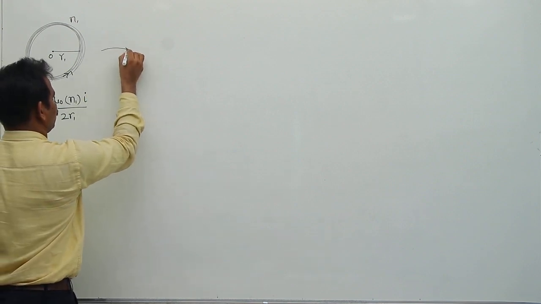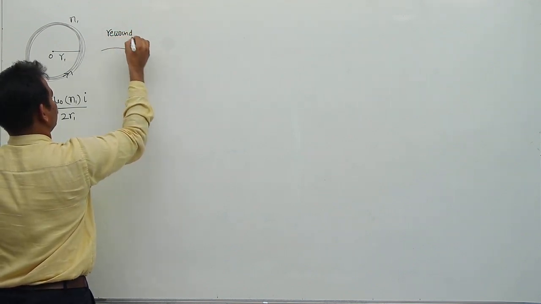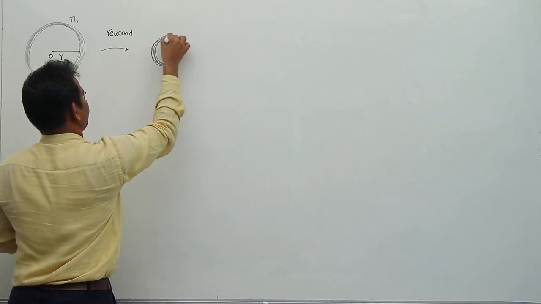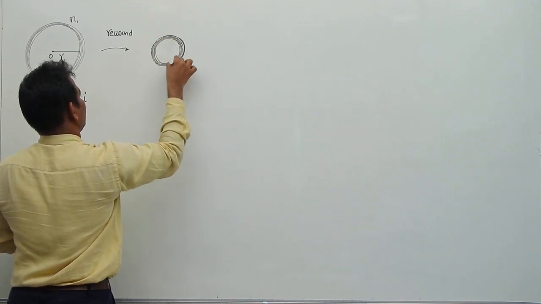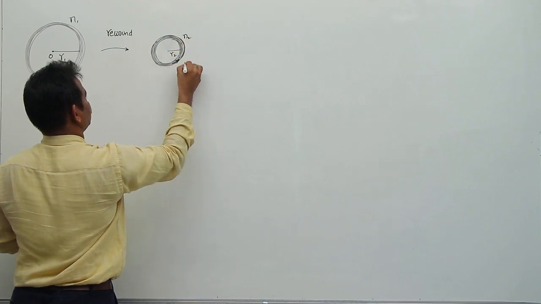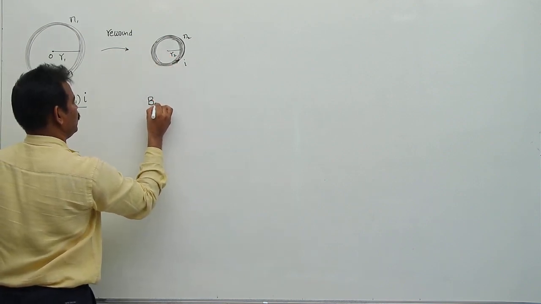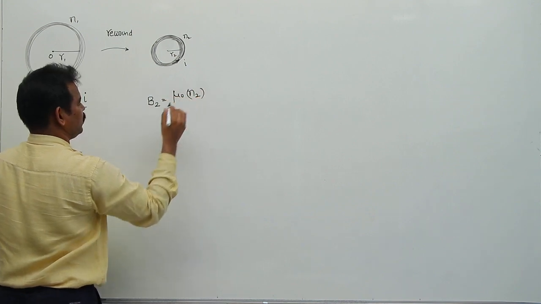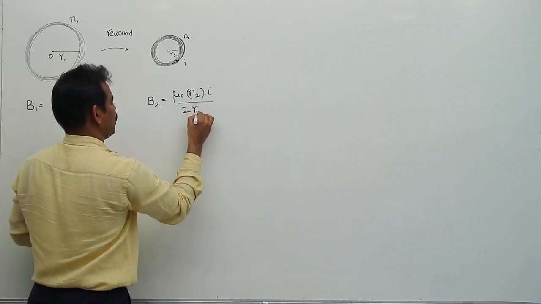Now, if this coil is rewound into a small circular coil only. Whenever the radius decreases, then the number of turns in the coil will increase, as N2 for example, carrying the same current here. So what is the magnetic field at the center of the second coil? B2 is given by mu naught times the new number of turns N2, current I, by 2R2.